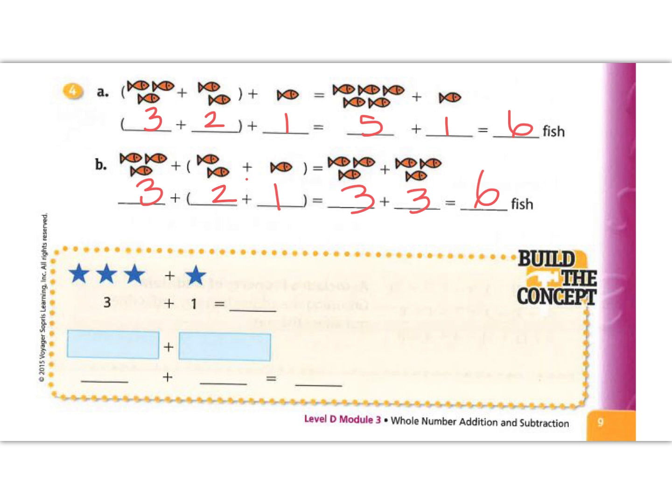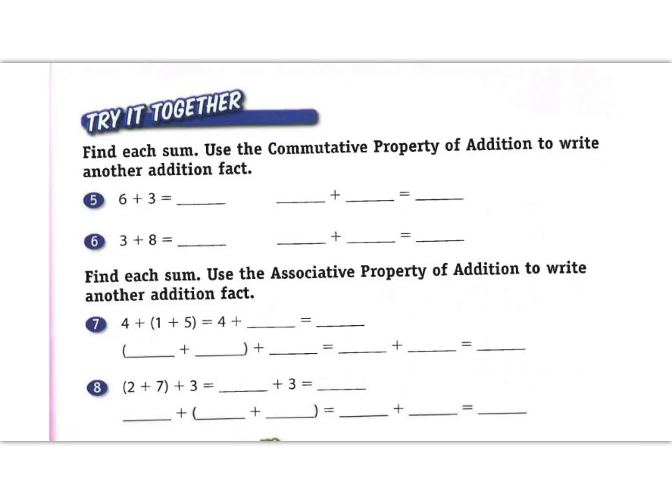So down here we have 3 stars plus 1 star equals 4 stars. We could also have done that as 1 star plus 3 stars. So 1 plus 3 is the same as 4. Make sure you have these notes on your page 9. Then let's flip over to page 10. Oops, sorry about that. On page 10 here, it says find each sum.